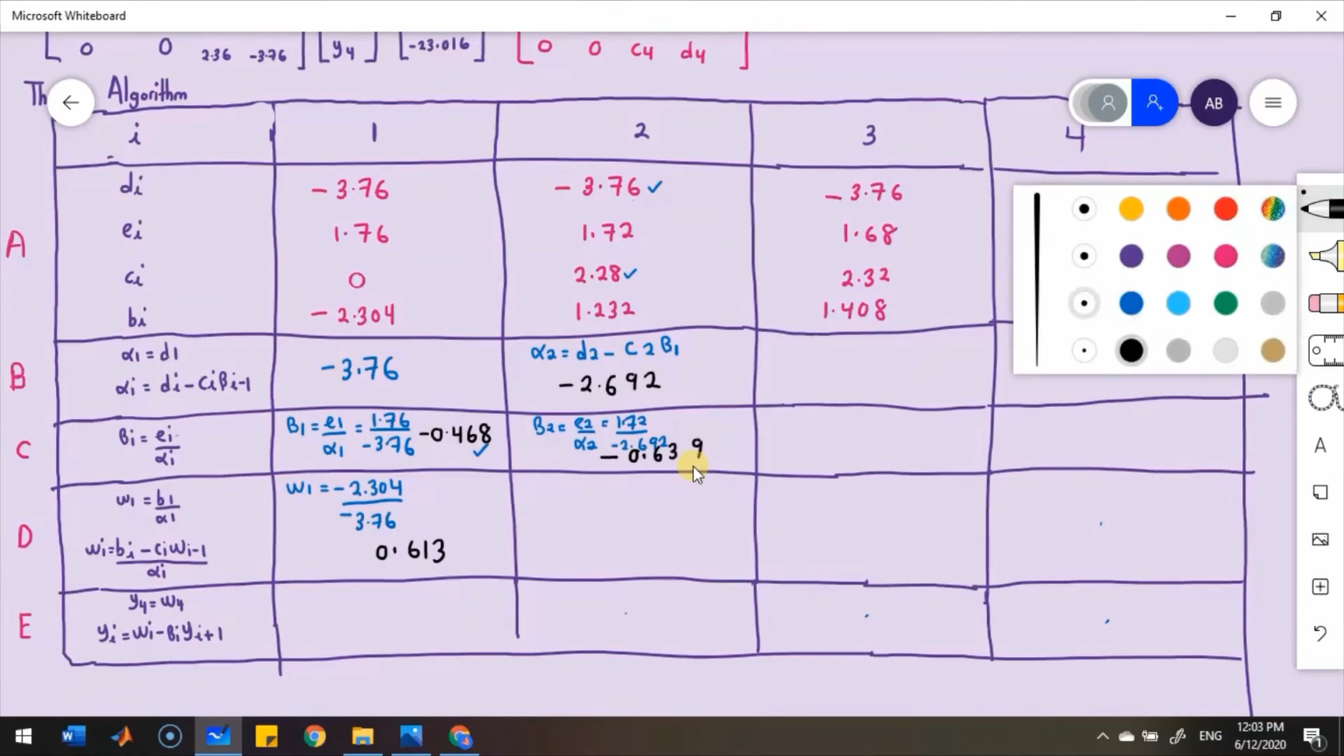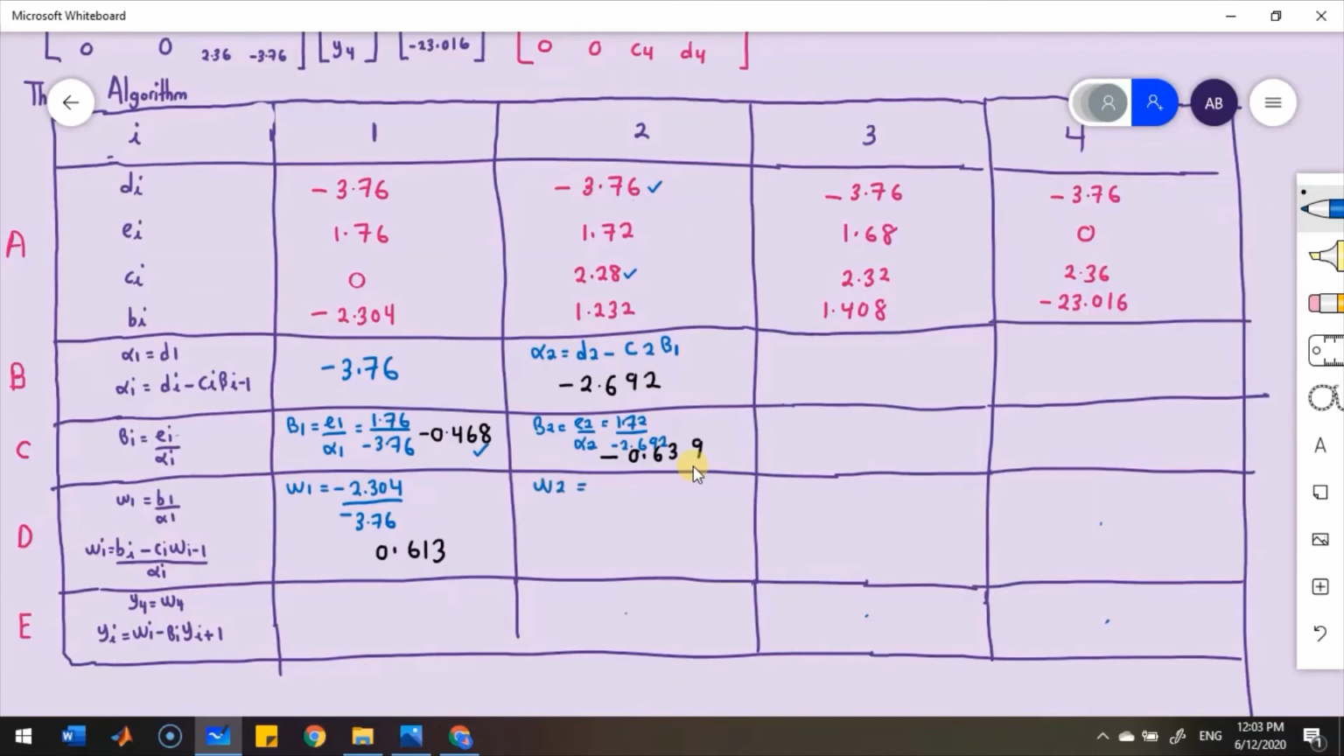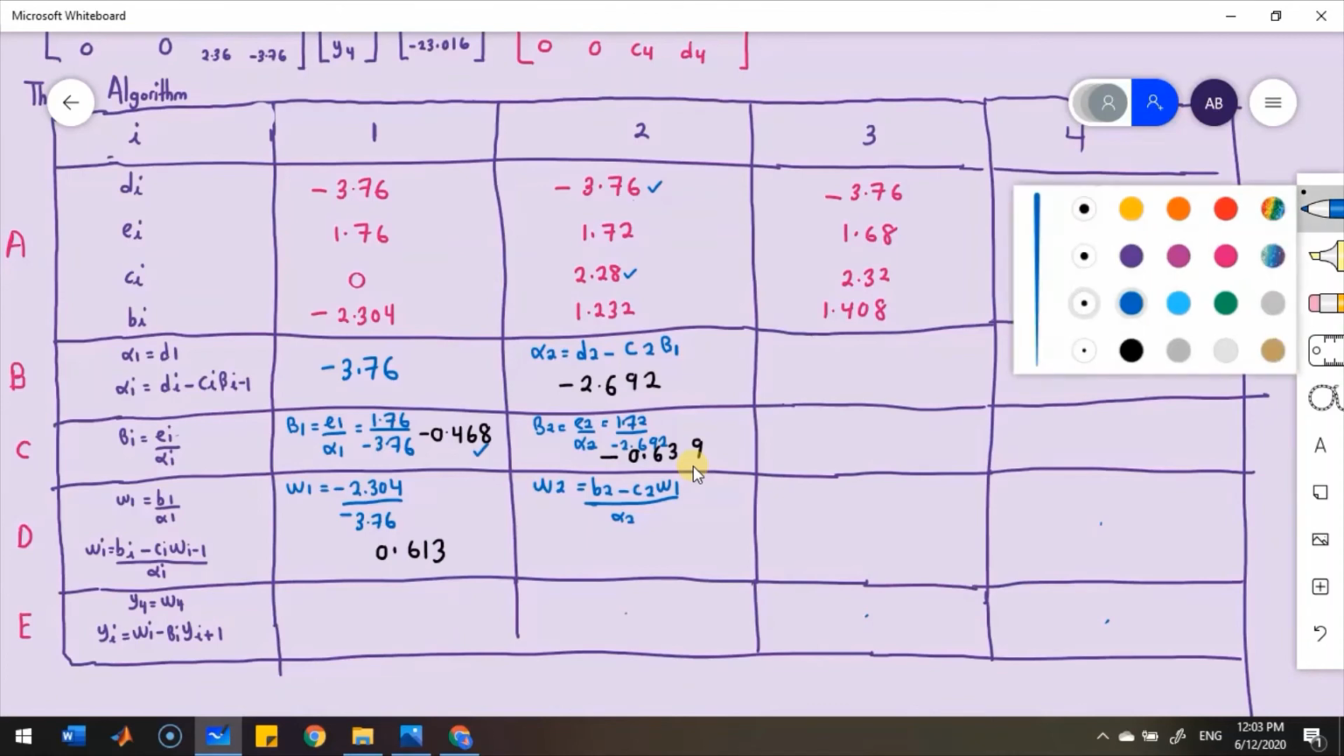Now move on to my W2, which is equal to W when i is 2, B2 minus C2 W1 over alpha 2. Look at this equation here: W2 will be B2 minus C2 W1 over alpha 2. So you can press the calculator.